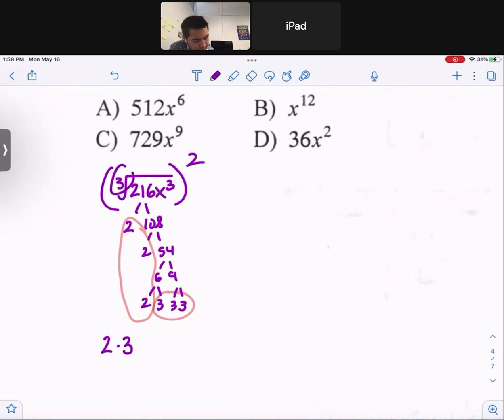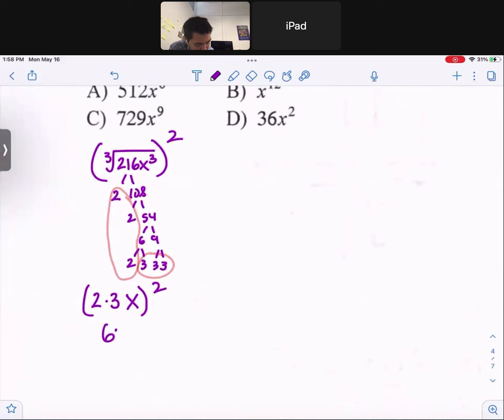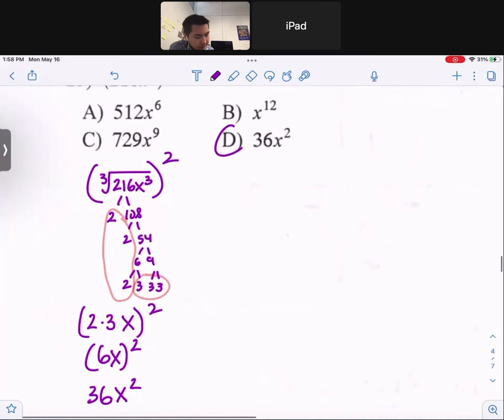And how many times does this 3 go into that 3? Once. So there's just going to be 1x. And again, all this raised to the second. So 6x, all raised to the second. 6 squared is 36. X squared is just x squared. So that answer is going to be D.